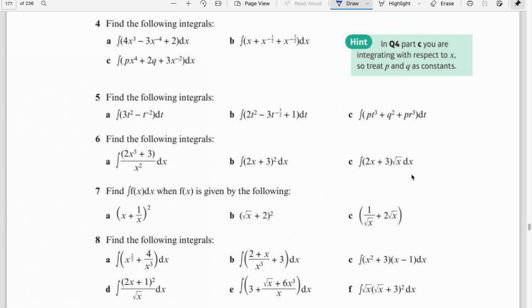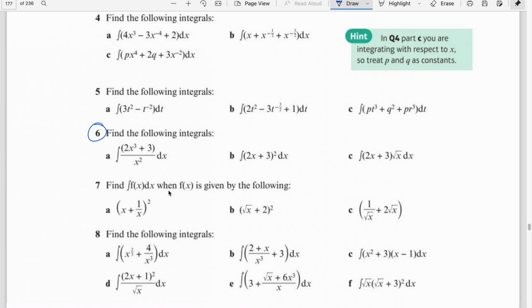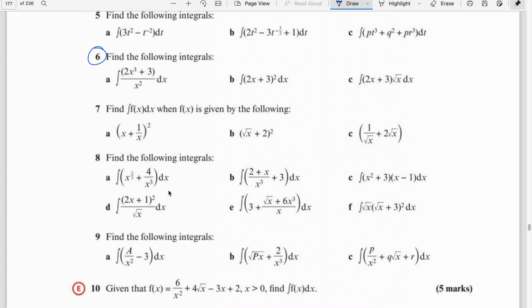Some more practice questions. Let's try some different ones. Look at question number 6. We have fractions. So first we get rid of the fraction and then we simplify. For example, this is 2x cube plus 3 over x square. What if we write them in split form? 3 over x square, and when I simplify I get 2x plus 3x to the power minus 2.